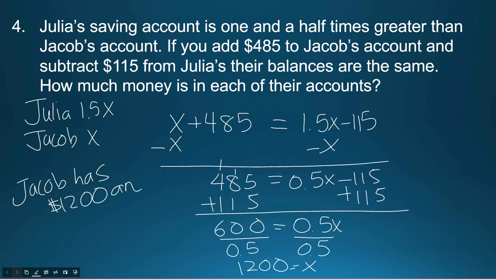And Julia has 1.5 times that, which is 1,800. And I know that because half of 1,200 is 600, added to itself is 1,800. All right, let's continue with that theme.